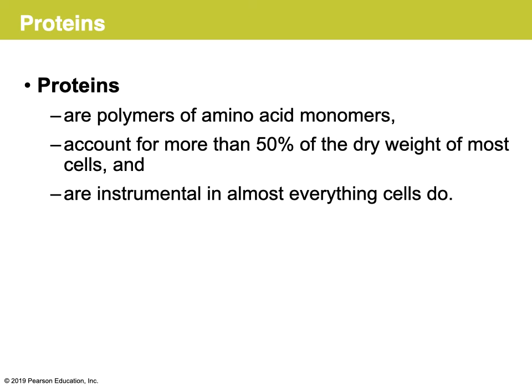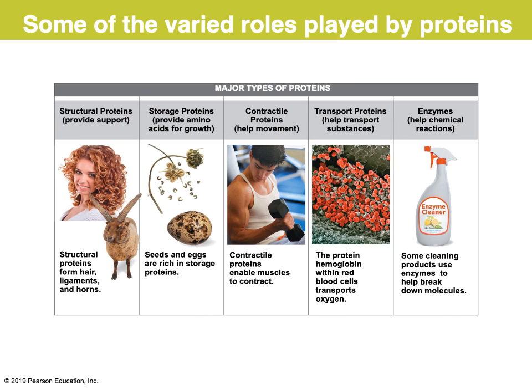Okay, so carbohydrates, lipids, now proteins. Proteins are polymers of amino acid monomers, right? So now we're back to a polymer system. Proteins account for more than 50% of the dry weight of most cells, and they're important in pretty much every function of cells. So you see here a few examples. What I'm going to do is go through each in turn in the subsequent illustrations.